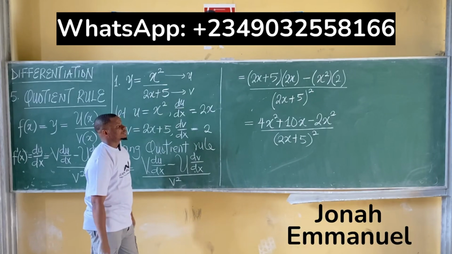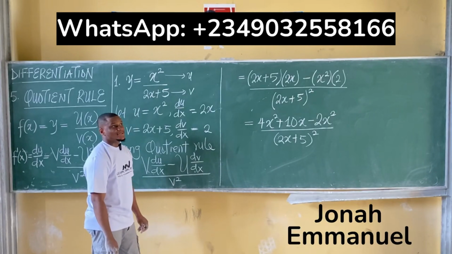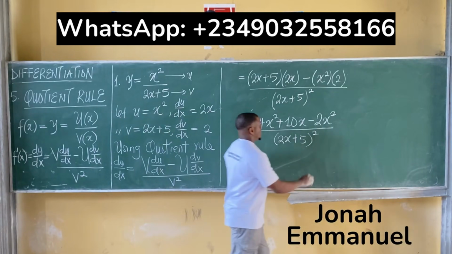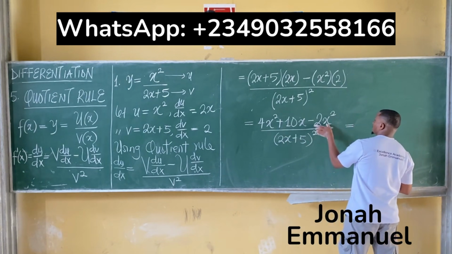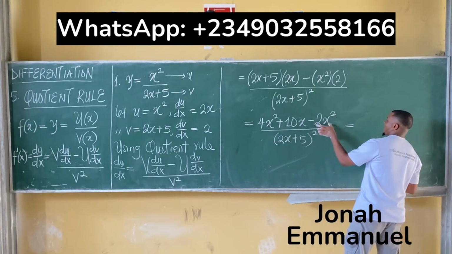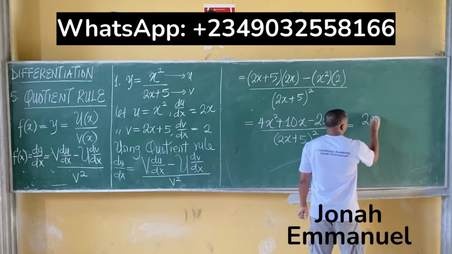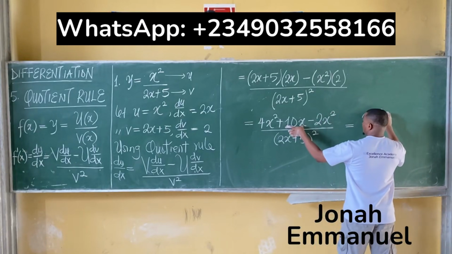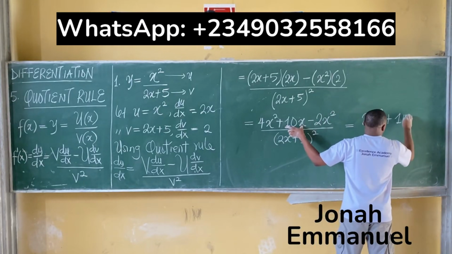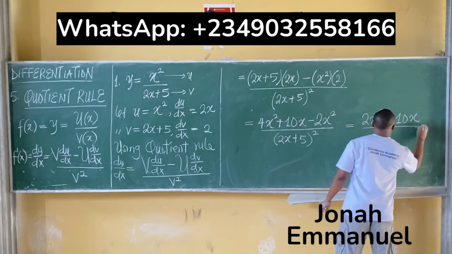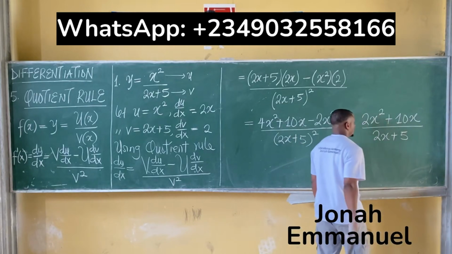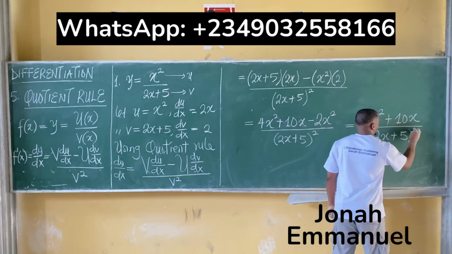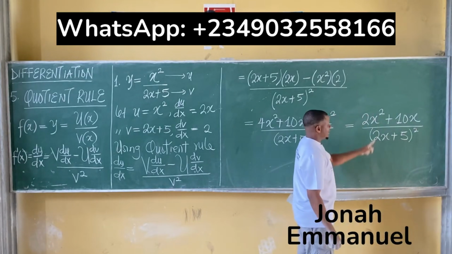Look up. Numerator parts. Any like terms? All right. What's the like term here? 4x squared minus 2x squared. What do you have there? 2x squared plus 10x all over. What do you have here? 2x plus 5 all to power what? Any like term here?